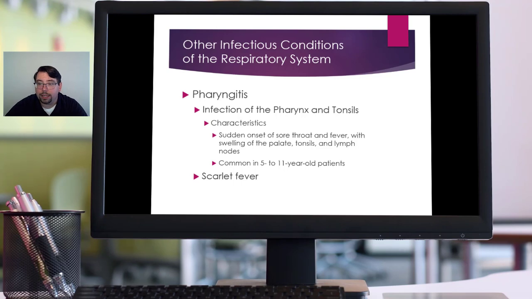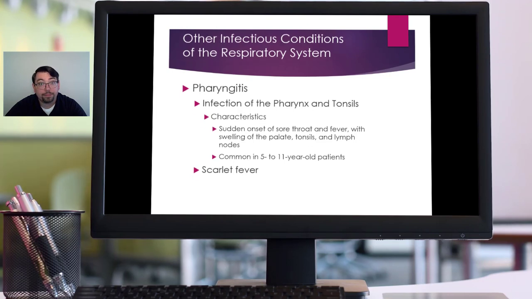Pharyngitis, this is where we're talking about the infection of the pharynx and tonsils. Sudden onset of sore throat. We get a lot of swelling and issues that go along with that. Very common in 5 to 11-year-old patients, and can lead to scarlet fever.